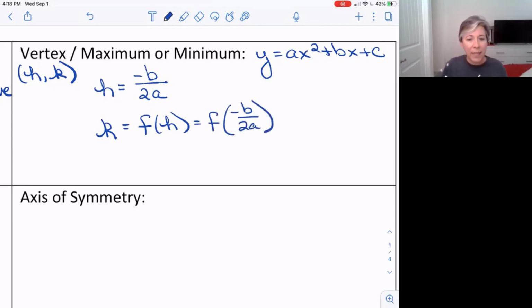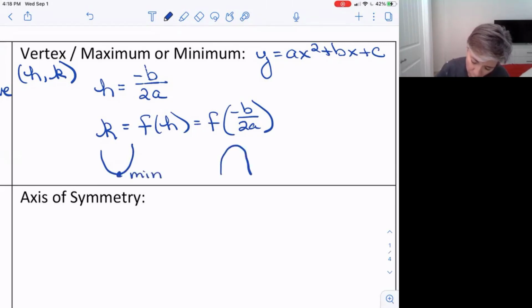So once you find the input for our vertex, you plug that in and find the output of our vertex. And again, if it's opening up, then that vertex is going to be a minimum. And if it's opening down, that vertex is going to be a maximum.